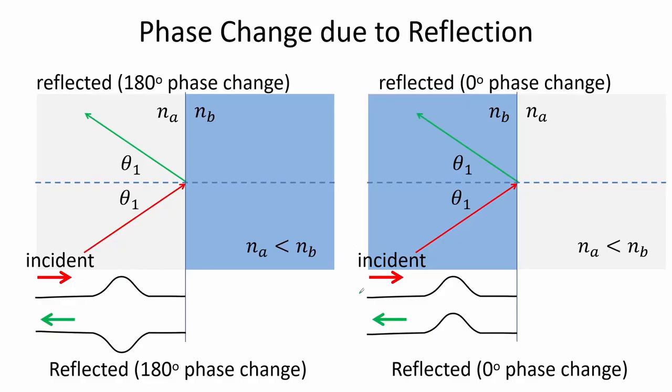An incident ray is shown as a pulse wave by the bottom wave. A general behavior of light waves is that it is reflected with a 180 degree phase change when it travels from a low index of refraction material, which it is initially traveling in, and hits a material of higher index of refraction.